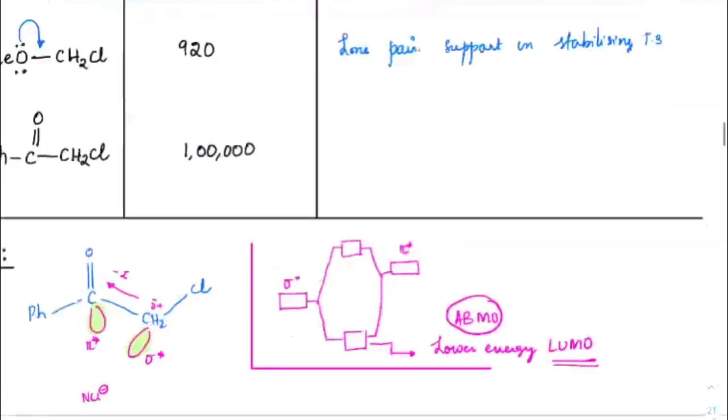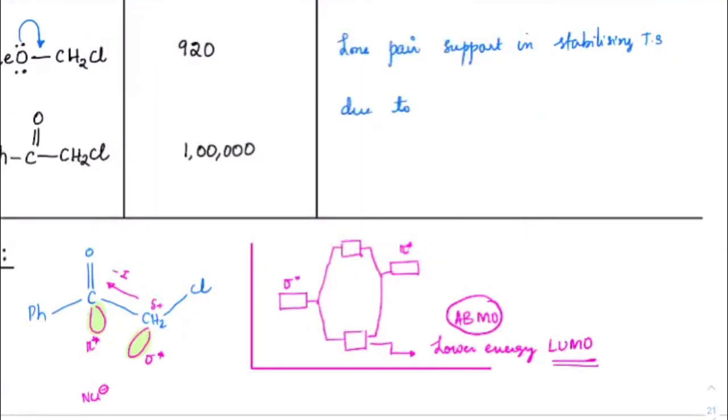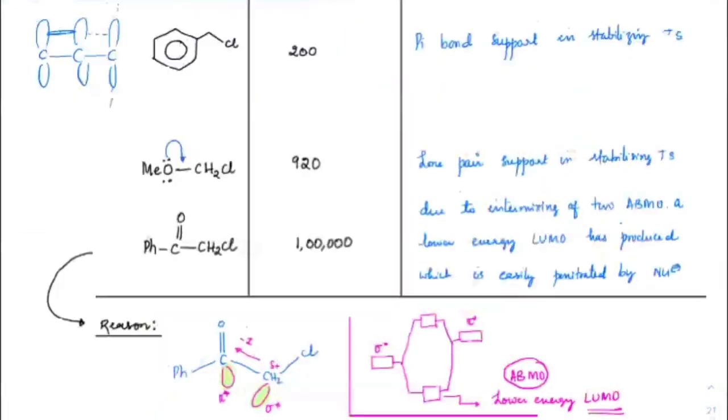All right. So let me just write down that due to intermixing of two antibonding molecular orbitals, a lower energy LUMO has been produced, which is easily penetrated by the nucleophile. I hope you guys understood that.